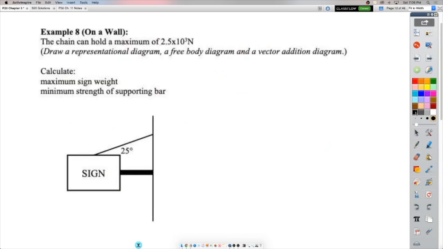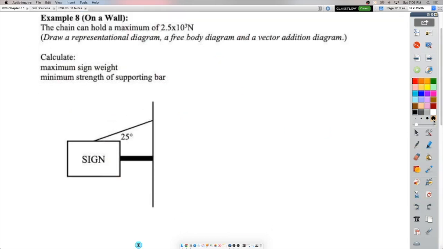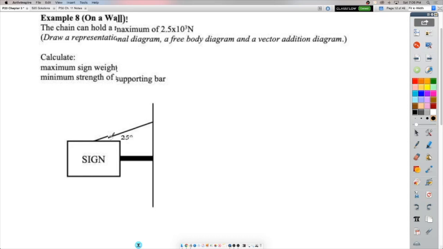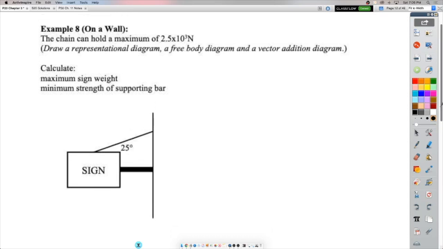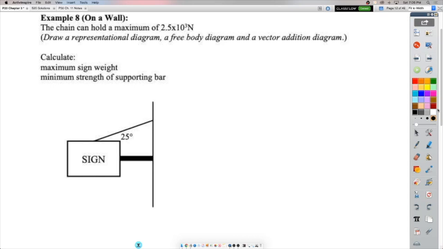So example 8 here, where we have a sign on a wall. This actually looks a lot like the other one, just mirrored and not quite as steep of an angle. Only 25 degrees here. Okay. So when we calculate, it's asking us here if the chain can hold a maximum of 2.5 times 10 to the 3 newtons, or 2,500 newtons. If that's the maximum tensile strength before the chain would break, what's the heaviest, or the maximum weight of the sign?